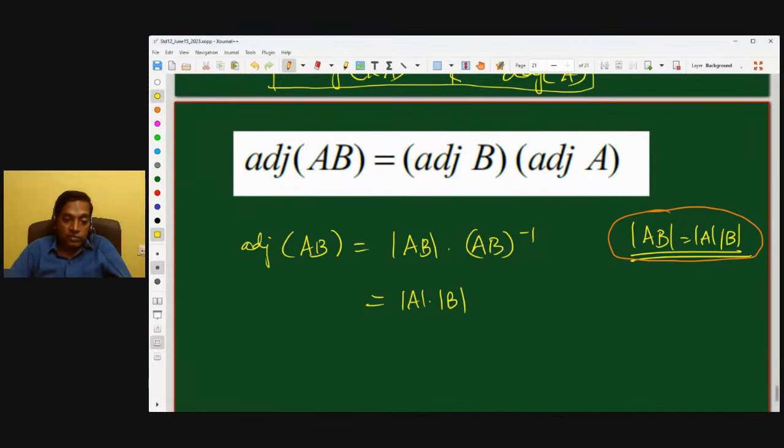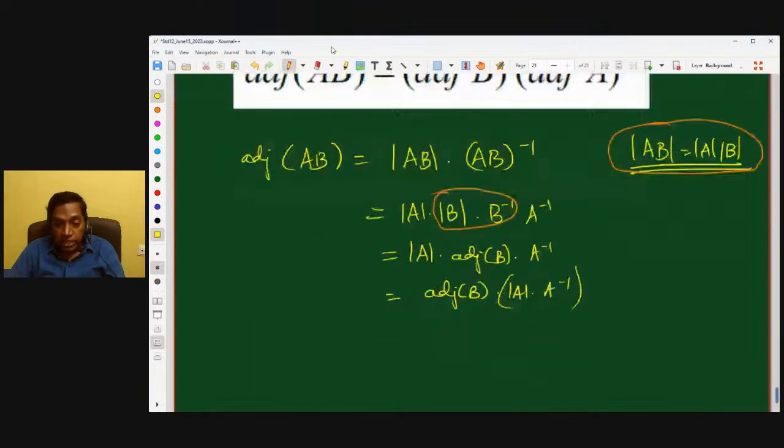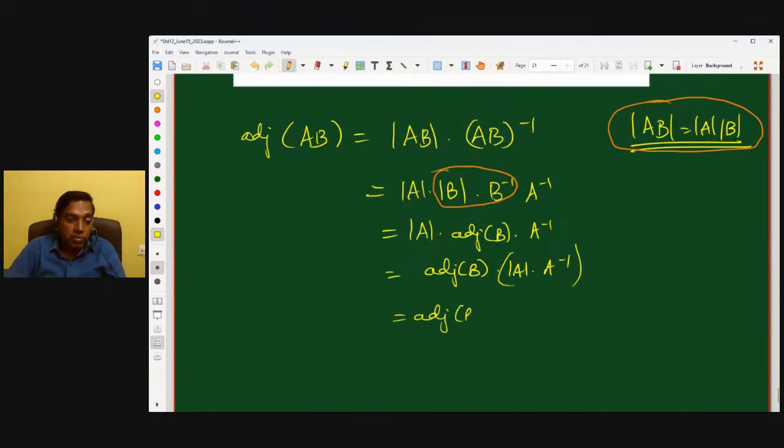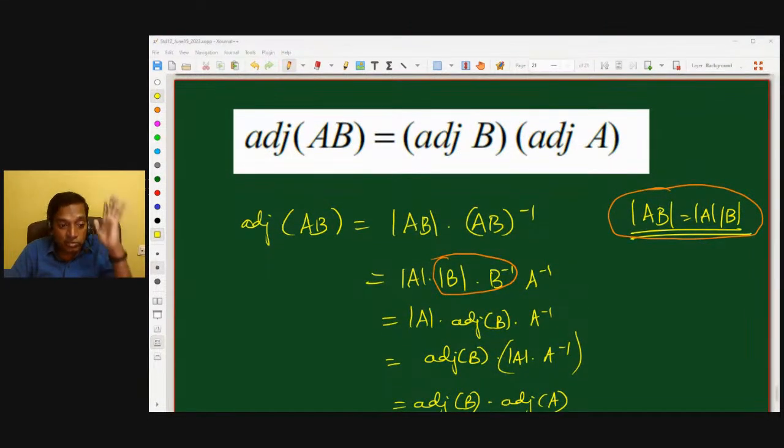And AB the whole inverse, we know, is B inverse, A inverse. Now you have to be careful. You can combine this and write this as determinant A times adjoint B times A inverse. Now you can take the determinant A, because it's a constant, inside. And this becomes adjoint A. That's why adjoint of AB is adjoint B times adjoint A. It behaves a little bit like inverse because it's very closely connected to inverse. This is the theory related to adjoint.